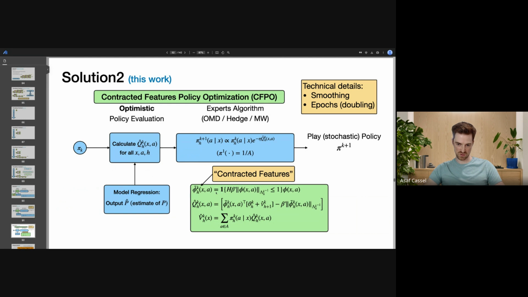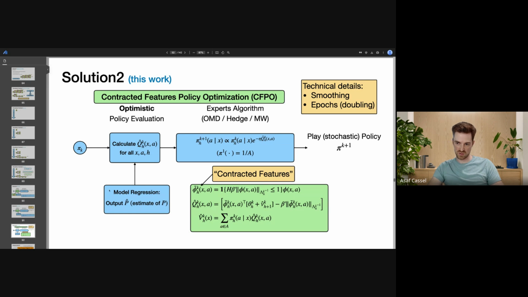So I call these the contracted features, and they're just the original features multiplied by this indicator function, which essentially says that if we have explored this state action sufficiently, then this is just the normal features. And if we did not, then we take these features to be 0. And again, in practice, we'll replace this with a smooth version of this function. But it's still very quickly transitioning, this kind of sigmoid. So morally, it will say the same.